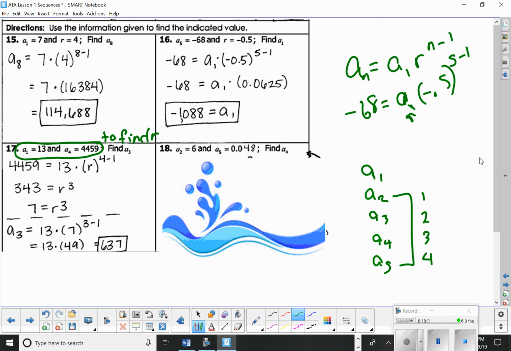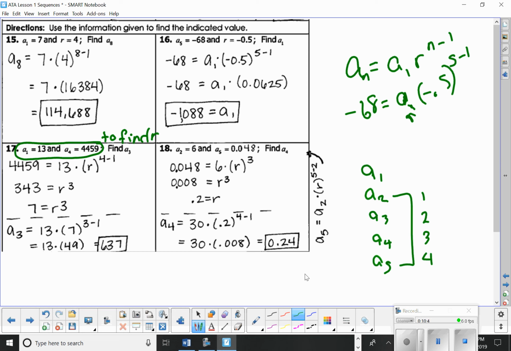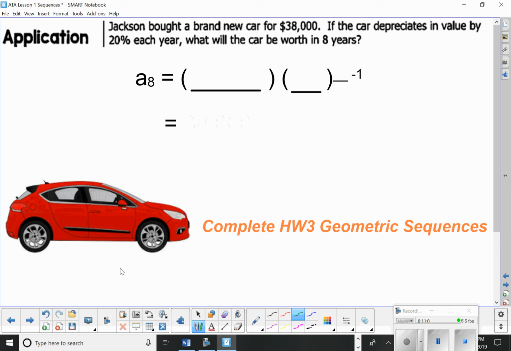18, this is one that's a little bit crazy, because we're going to pretend like a sub 2 is a sub 1 and then a sub 5 is a sub 4. That's why you've got the 3 up there. Takes a little bit of finagling, but remember you can do it. You're just taking a subset of your sequence. Now, here's an application because you do have to apply all this information.